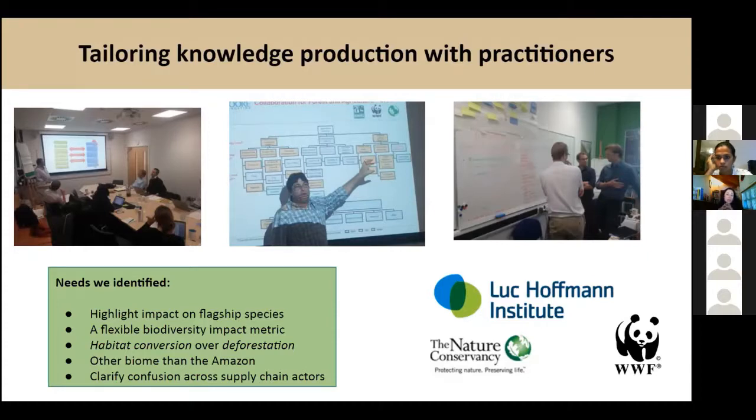And also some methods or approaches that could clarify the confusion across supply chain actors. And when I mean confusion here, it is this complexity, this opacity, right? That we have a lot of actors, there is no clarity on who is involved, and also what are the challenges that they face, the opportunities that they face, and their motivations.